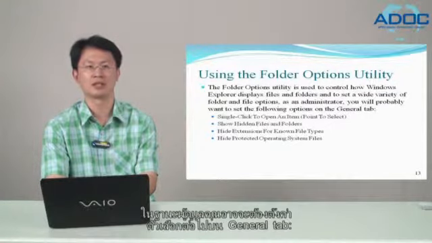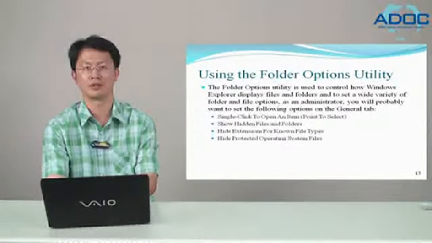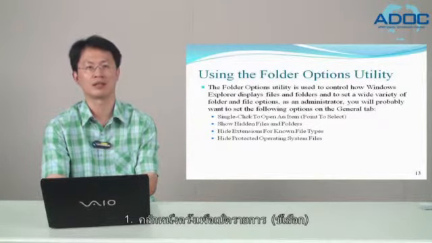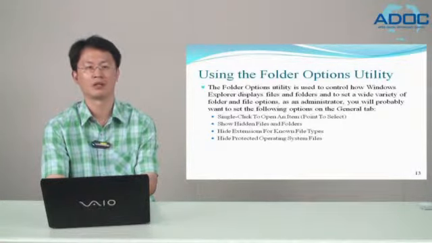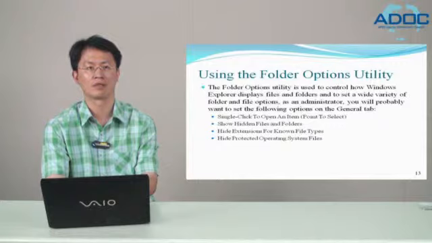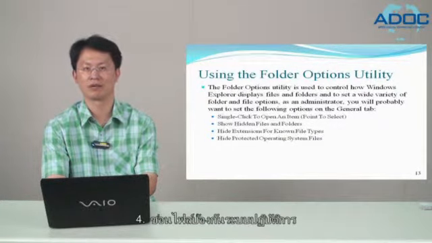As an administrator, you will probably want to set the following options on the General tab. First, single-click to open an item, point to select. Second, show hidden files and folders. Third, hide extensions for known file types. Fourth, hide protected operating system files.